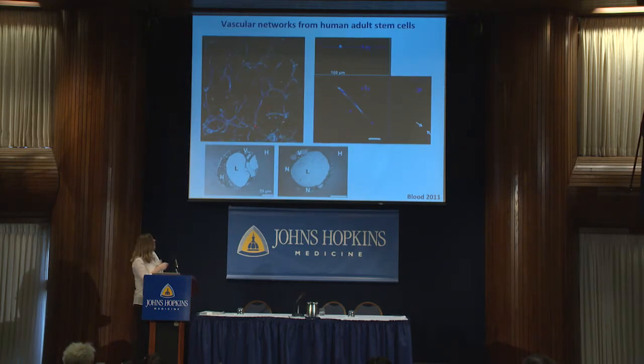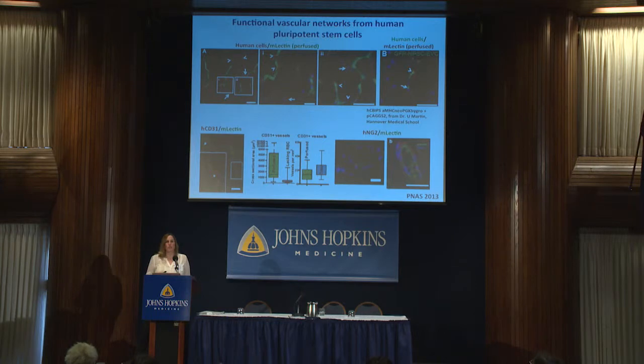This is how these vascular networks will look like in this completely synthetic hydrogel. This is an example of vessels from human adult stem cells, so a healthy patient or healthy adult. You can see that these vessels have lumen in them, using different types of microscopy to analyze that. But we can also generate those networks from human pluripotent stem cells. And the network that we can generate from the human pluripotent stem cells will include both endothelial cells as well as pericytes. So we're talking about very small vessels.